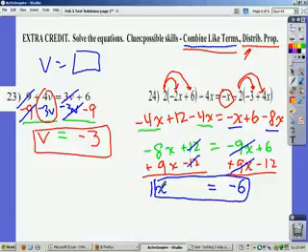Had I had some kind of coefficient in front of x, let's say negative 3, I would have to divide both sides by this coefficient. But since I don't want to complicate things too much, I'll just get rid of it. Okay, and there's the answer.